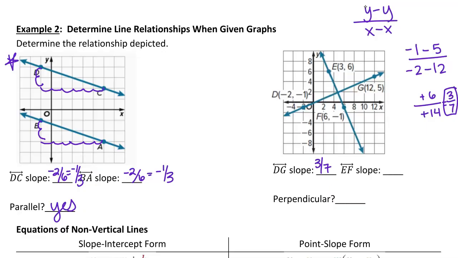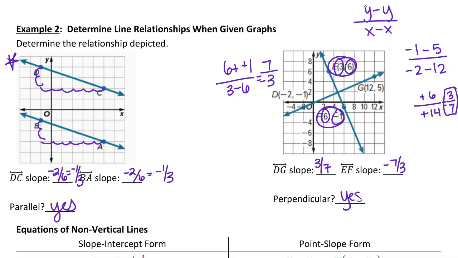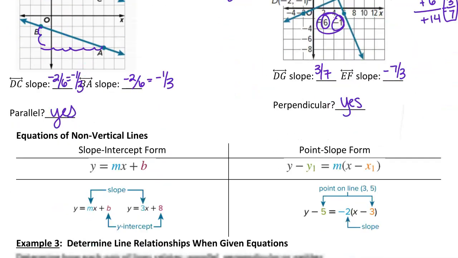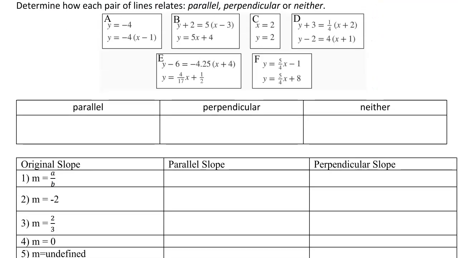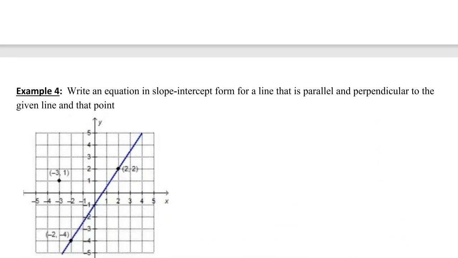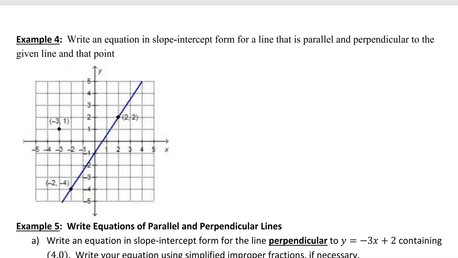Now we're going to go ahead and look at EF. So again, we're going to subtract our y's. So 6 minus -1, which turns into a plus, and then 3 minus 6 on the bottom for our x's. So 7 over -3, or -7/3, can put that negative out front, doesn't have to stay with the denominator. And so notice that we do have opposite reciprocals, so yes, those are perpendicular there. This example is the same in the previous video lesson, previous notes. Example 4 is the only one that is different and new. So let's talk about that.